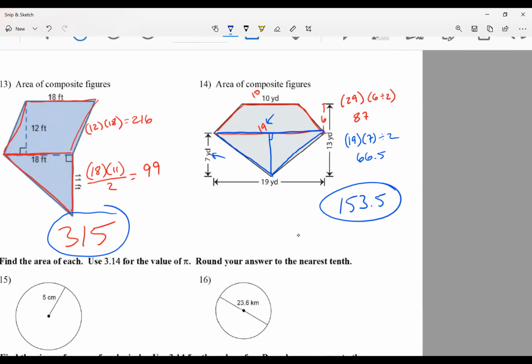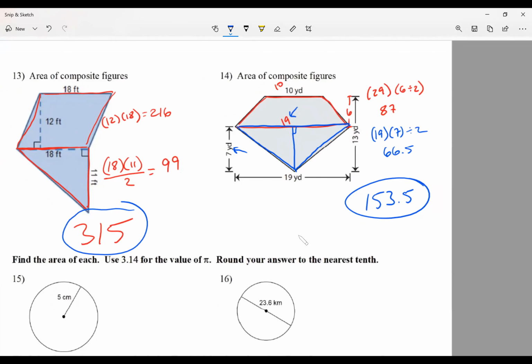Some of your composite figures will have circles. You will have to find the area of a circle. We haven't seen circles yet at this point, but we will by the end of today, so you're going to be able to use circles. All right, so that's composite figures. You guys are going to be doing about 5 of those in your homework.